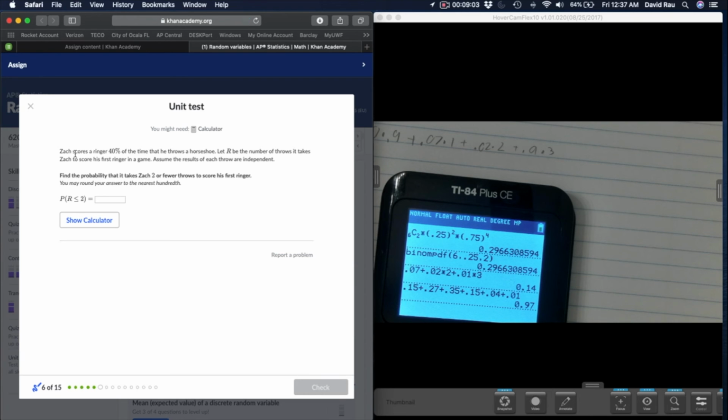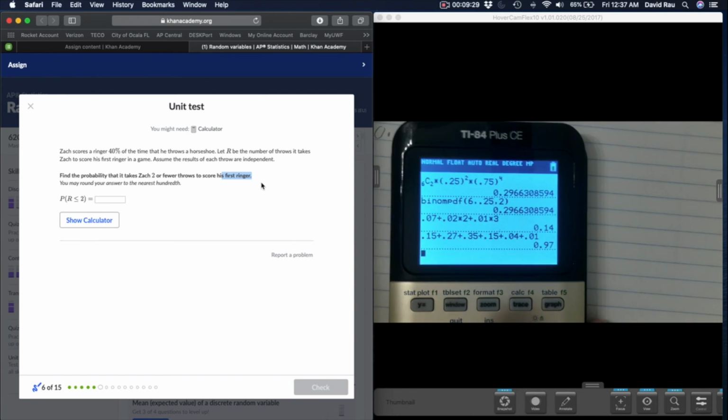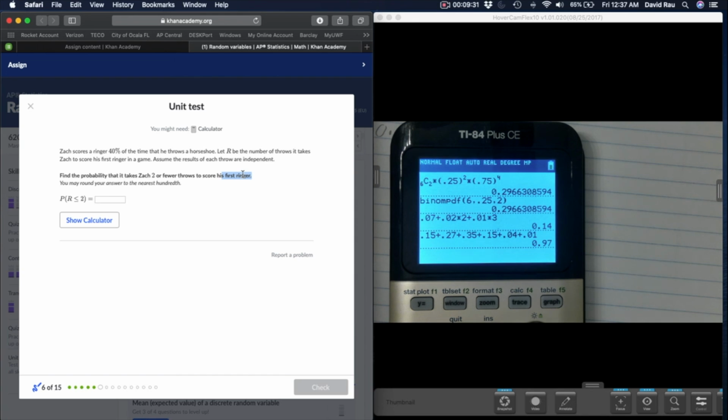Alright, up next, let's see here. Essentially the question is find the probability that it takes Zach 2 or fewer throws to score his first ringer. Now this, since it says to score his first, this is an example of geometric. Geometric probability says there aren't a fixed number of trials and you're just trying to calculate when the first success or first ringer happens. You can kind of read this case and figure out what's going on here.